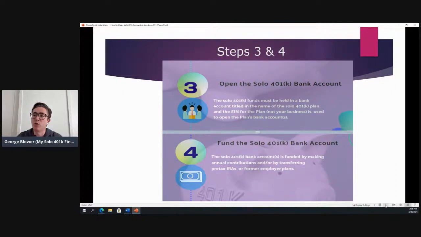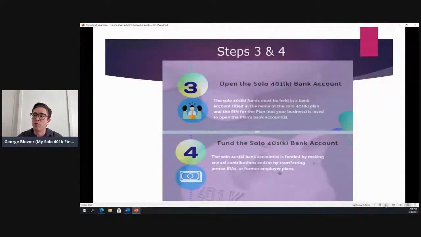You'll then need to have an account in the name and under the EIN number of your plan. As we'll see in some of the subsequent slides, it's important to have a bank account. So of course, this is not going to be your business bank account. This will be a separate account under the name and tax identification number of the plan. And of course, we obtain the tax identification number specifically for your solo 401k as part of our establishment services.